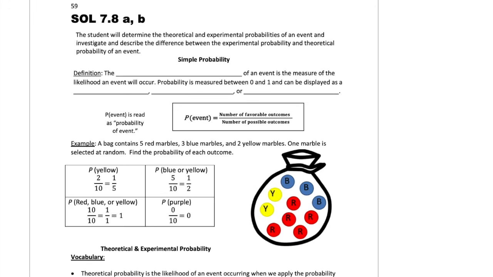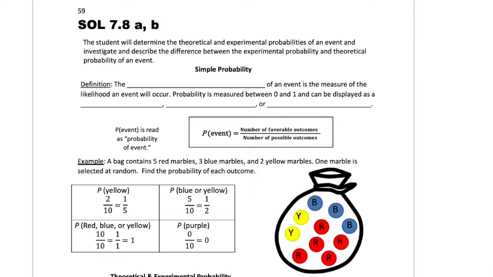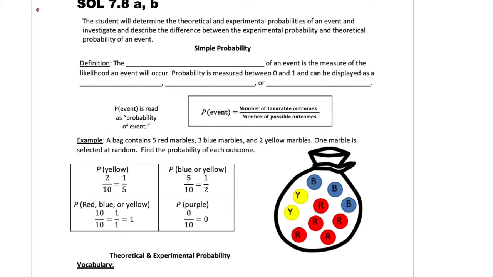In this video, we're going to be looking at the difference between experimental and theoretical probability. And we have SOL 7.8 A and B. So students are asked to determine the theoretical and experimental probabilities of an event and investigate and describe the difference between the experimental probability and theoretical probability.